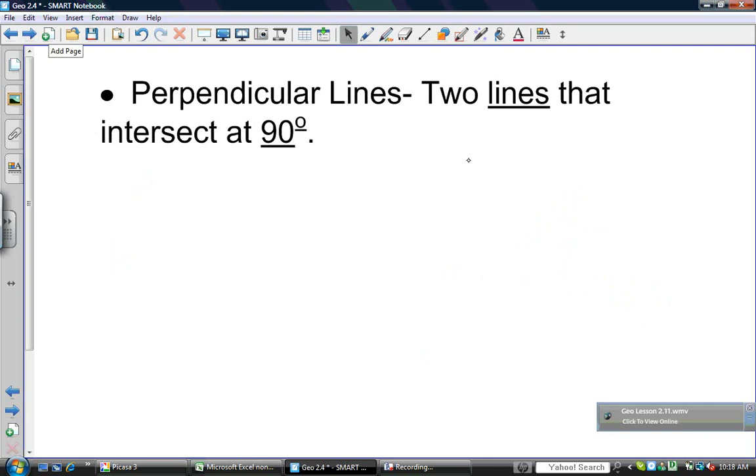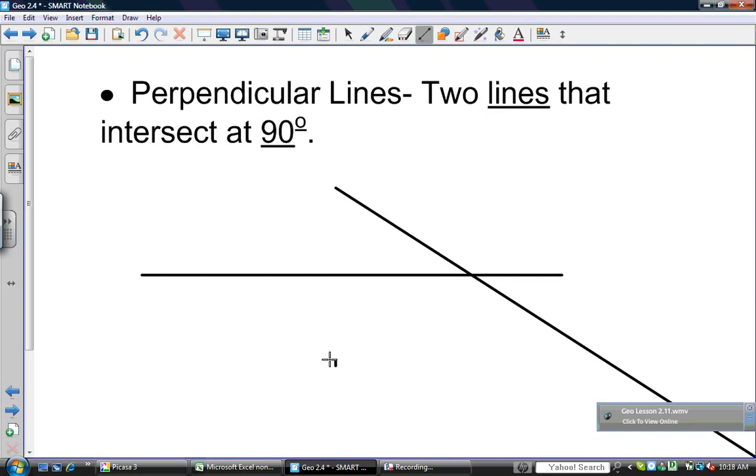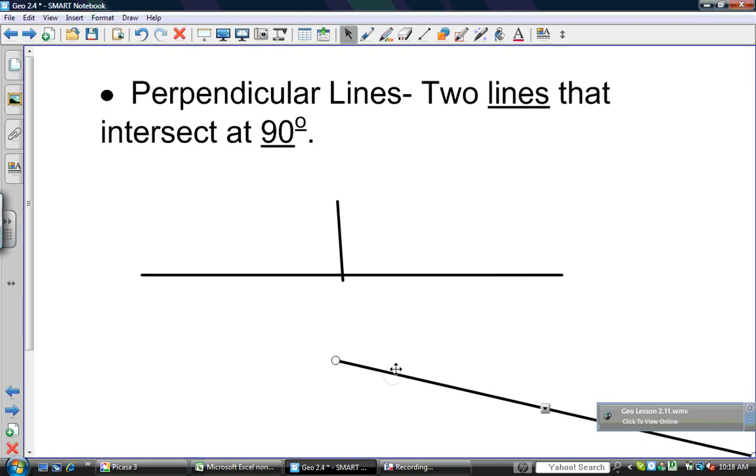Perpendicular lines are two lines that intersect at 90 degrees. So if I take this line, go it that way, ooh, what is going on? These are not perpendicular. Let's try to make this perpendicular. Alright, that's perpendicular. And if they're perpendicular, they'll meet at 90 degrees, and we'll denote that with a little box.